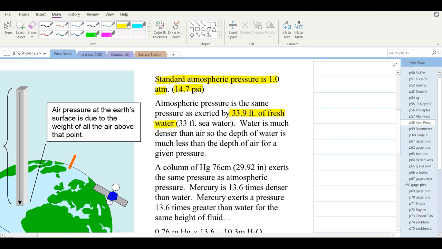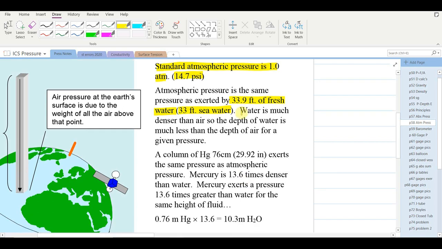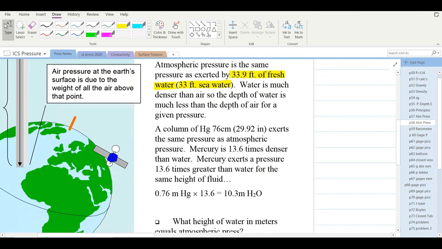A little bit less seawater, because seawater is denser, it would be approximately 33 feet of seawater. I say approximately because the salinity of seawater does vary a little bit. We'll calculate it later. Now, water is much denser than air, and so the depth of water is much less than the depth of air for a given pressure. Makes sense, right?